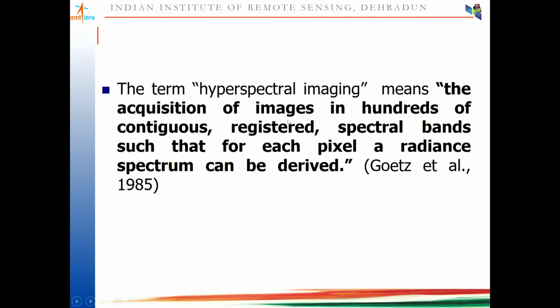Okay, now let's see that. Hyperspectral means the acquisition of images in hundreds of contiguous registered spectral bands, such that with the help of each pixel I can generate the whole spectrum. When we are generating with multispectral, there are gaps in between. We are getting 9, 10, 12 points. So the spectra is not contiguous. It is crisscross, sharp. But when we are talking about hyperspectral, the spectra is very smooth.